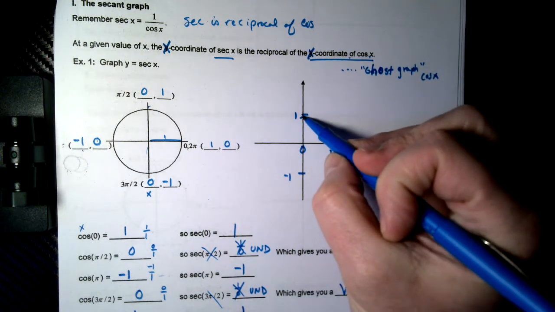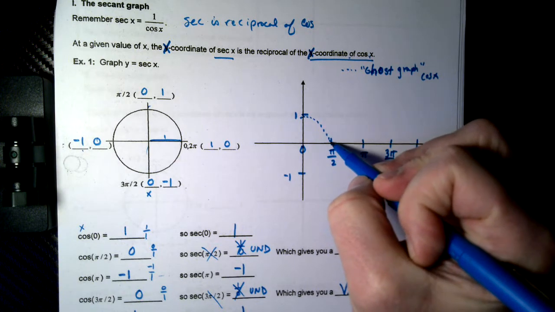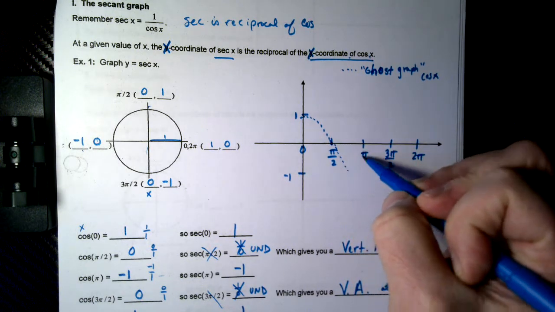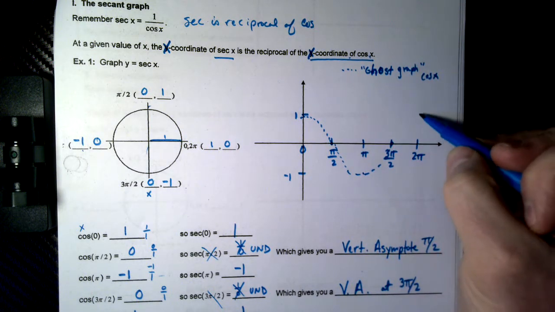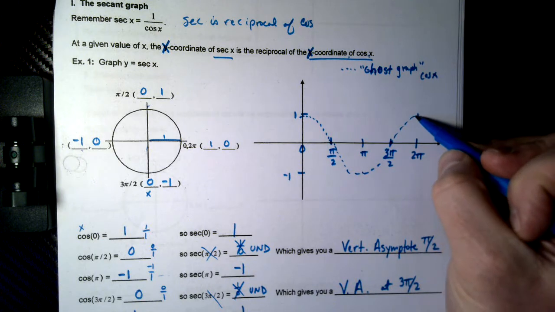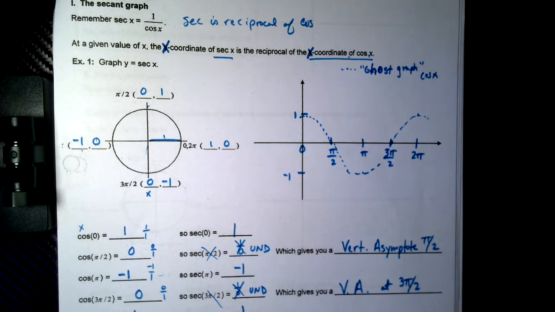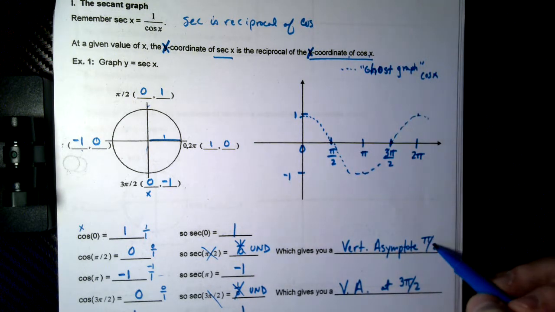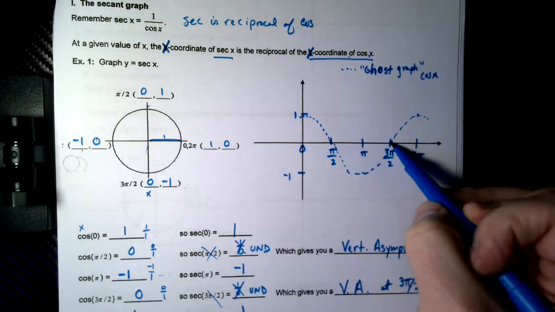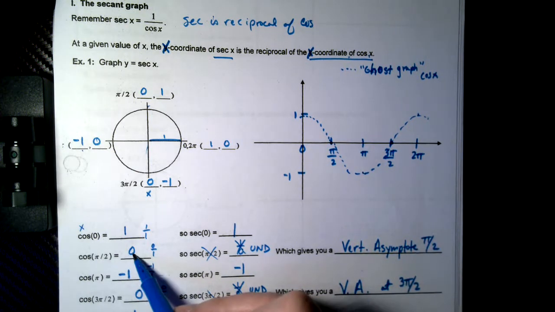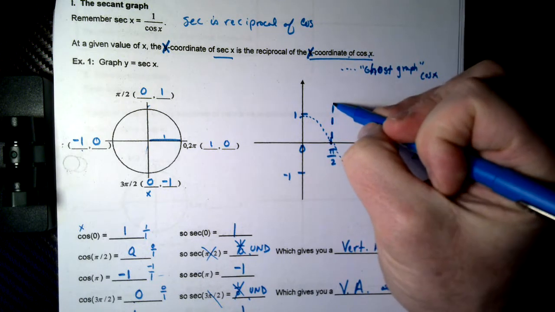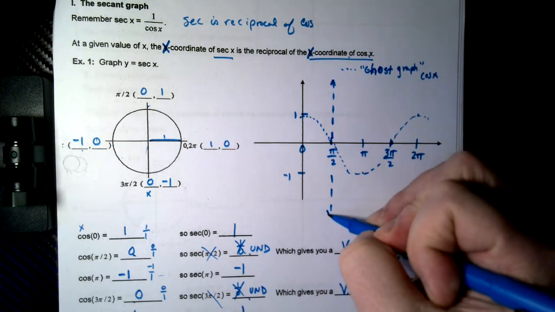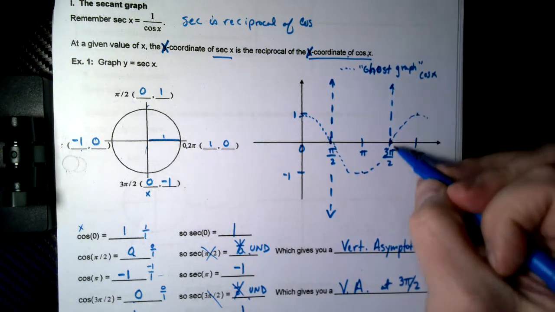And it's going to look like this. Starts up here, then it goes through here, then it bottoms out at pi, hits the x-axis again at 3 pi over 2, hits a height of 1, and then it would keep going. You ghost in the cosine graph. You get vertical asymptotes anytime it hits the x-axis. That's when it equals 0 and the reciprocal is undefined. So you get a vertical asymptote here and a vertical asymptote here.